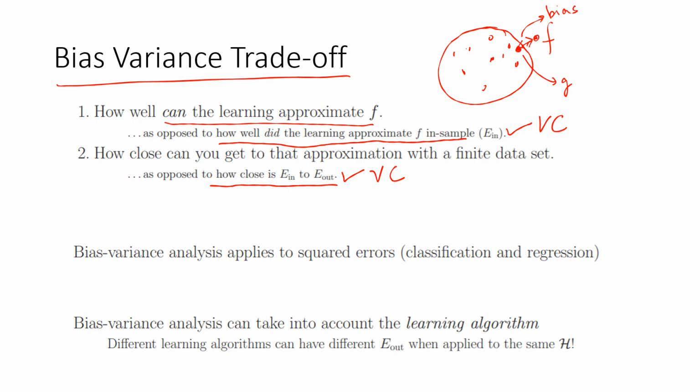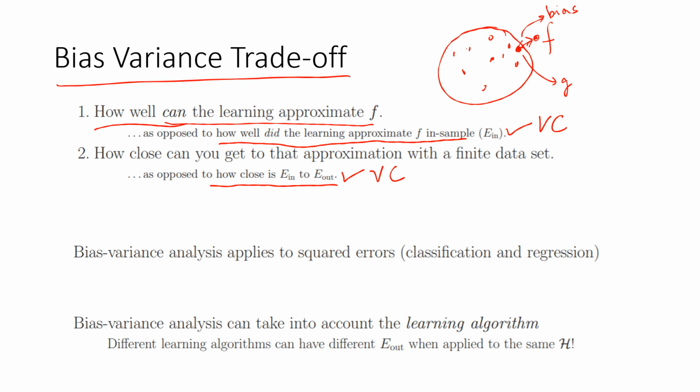How well can the learning approximate F? That's the first question I'm trying to answer. The second one is how close can you get to that approximation with a finite data set? Basically, I'm trying to answer how well, or how easily, can you find the best hypothesis? How well can you find this G?